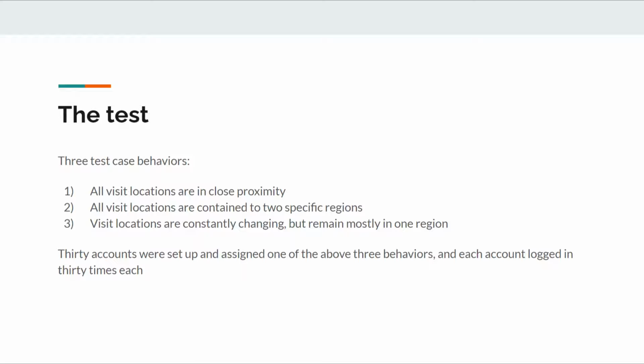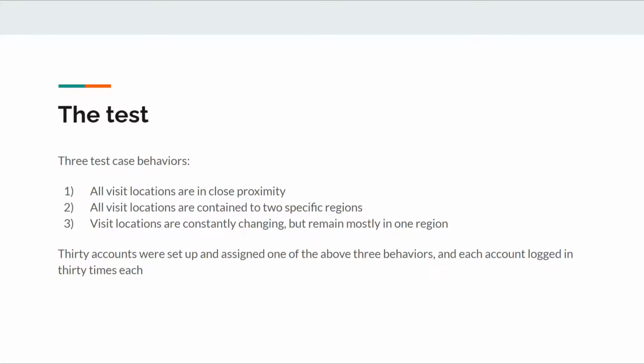In order to test our neural network, we set up 3 different test case behaviors to compare the algorithm speed to human detection speed. In the first test case behavior, all visit locations are in close proximity, i.e. someone who lives and works and maybe goes to school in the same area and doesn't travel very much. In the second case behavior, all visit locations are contained to 2 specific regions, i.e. someone who commutes to work and lives far away from there, or maybe they live and work in one area and travel very far to their parents, but it's contained to those specific regions.